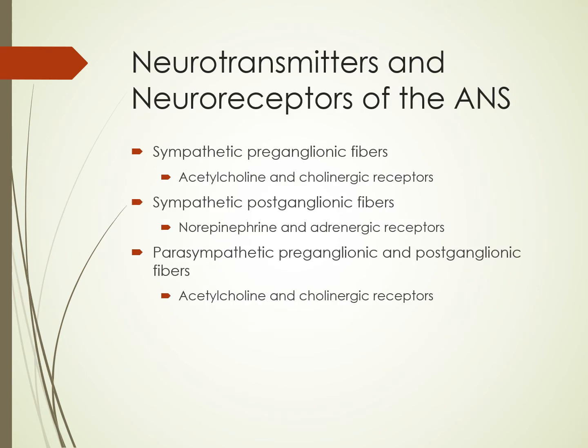Neurotransmitters and neuroreceptors of the autonomic nervous system: sympathetic preganglionic fibers use acetylcholine and cholinergic receptors; sympathetic postganglionic fibers use norepinephrine and adrenergic receptors. Parasympathetic preganglionic and postganglionic fibers use acetylcholine and cholinergic receptors.